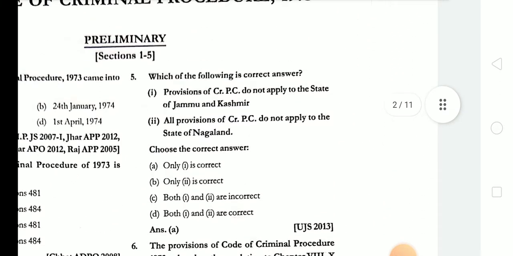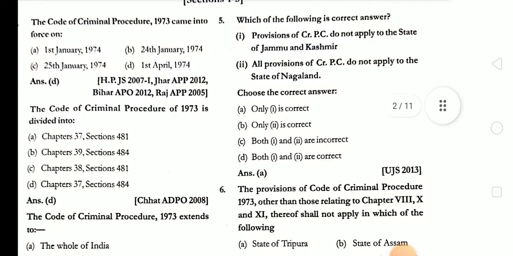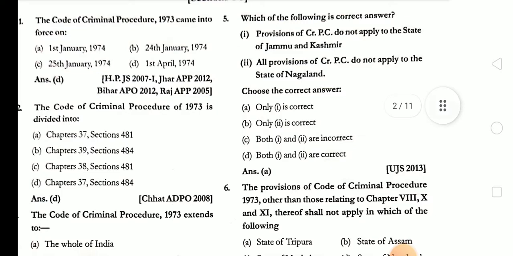Next question is, which of the following is the correct answer? Provisions of CrPC do not apply to the state of Jammu and Kashmir. All provisions of CrPC do not apply to the state of Nagaland. So here the correct answer is A. Provisions of CrPC do not apply to the state of Jammu and Kashmir, and only some provisions do not apply to the state of Nagaland. So the second will be incorrect.